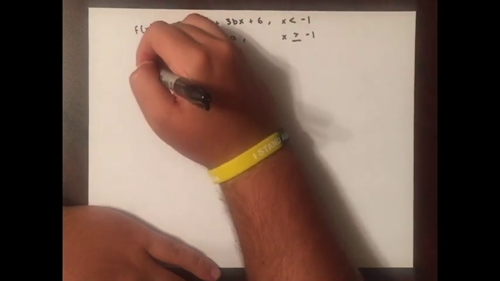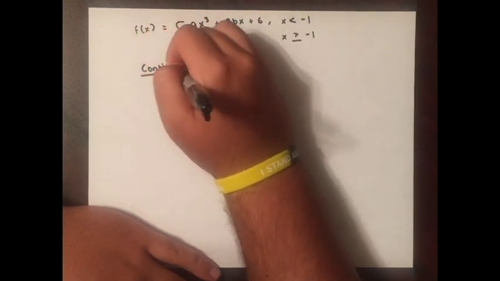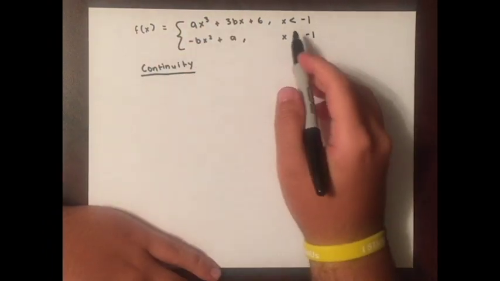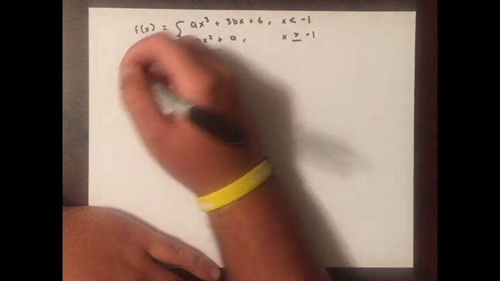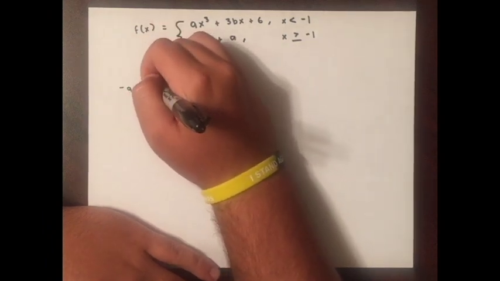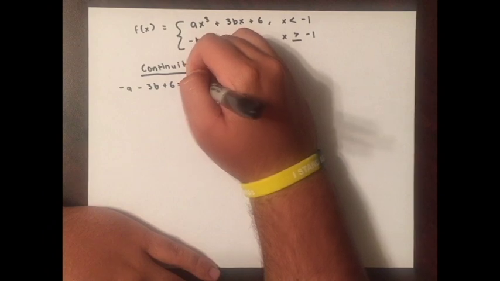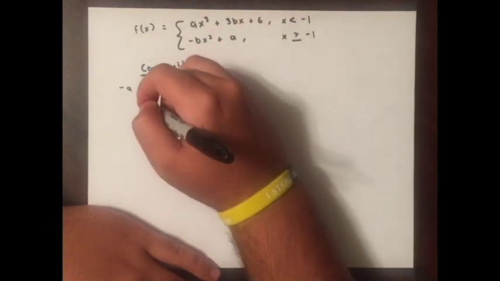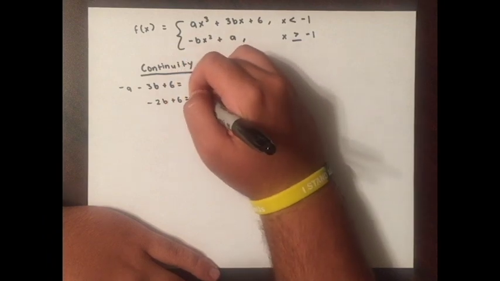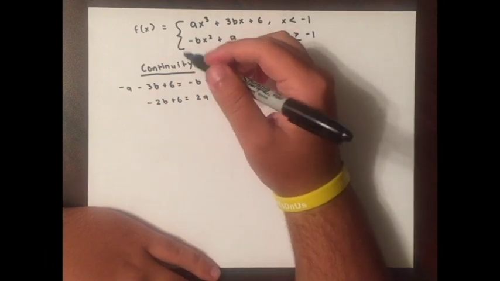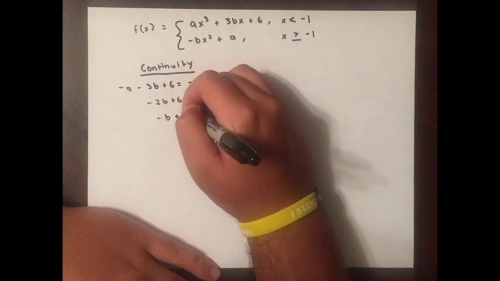Alright, so there's two parts to solving this problem, and the first part is continuity. And our goal right now is to isolate one of the variables, either a or b. So first, I'm gonna plug in -1 to both pieces of the equation and make them equal to each other. So I get negative a minus 3b plus 6 equals negative b plus a after plugging in -1 to both pieces. And from there you simplify, and I get negative 2b plus 6 equals 2a. And divide both sides by 2 and you get negative b plus 3 equals a.